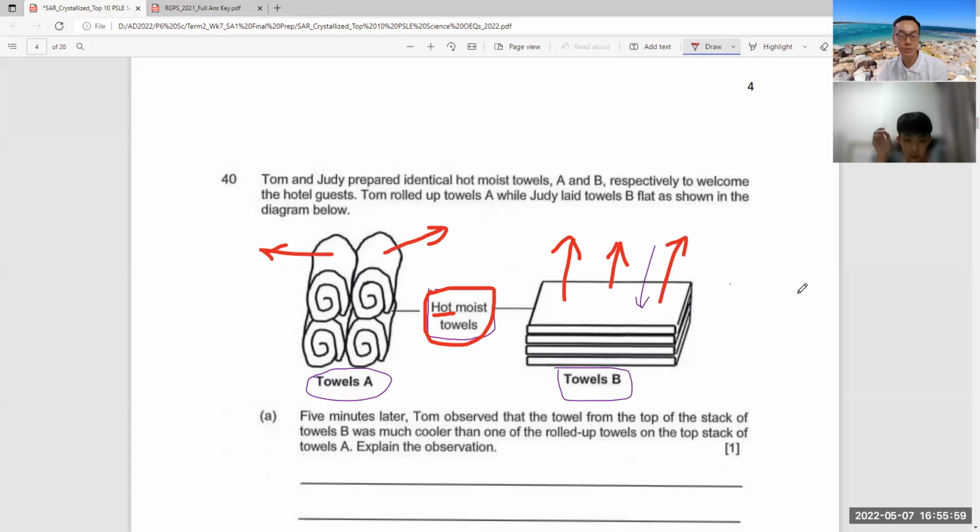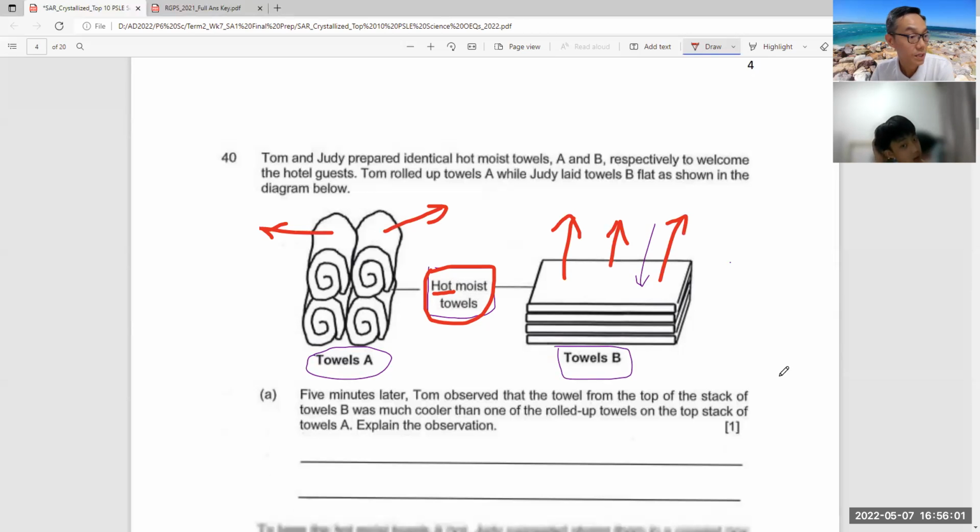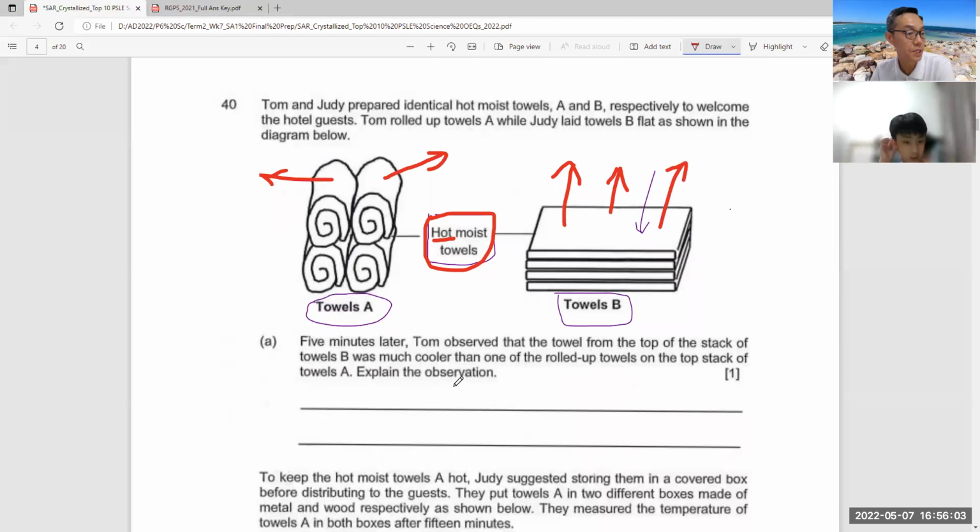So this question, you must use the correct keyword. So you're going to explain this observation. What is this observation? Tom observed the tower from the top stack of B much cooler than one of the rolled up towers on the top stack. So you can talk about this one or either one, the top stack one. So compare top with top, because there are two layers here. This is top, bottom. Here there are 4 layers.